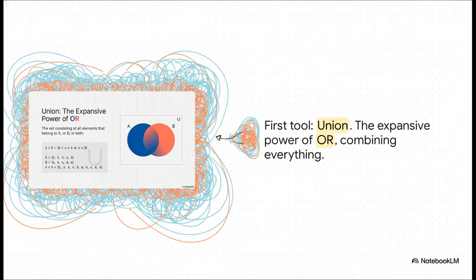Our first tool is the union, and its keyword is OR. Super simple. An element gets included if it's in set A, or if it's in set B, or if it's in both. It's all about inclusion. It's expansive, and it creates a brand new set that has everything from the originals, just without any duplicates.